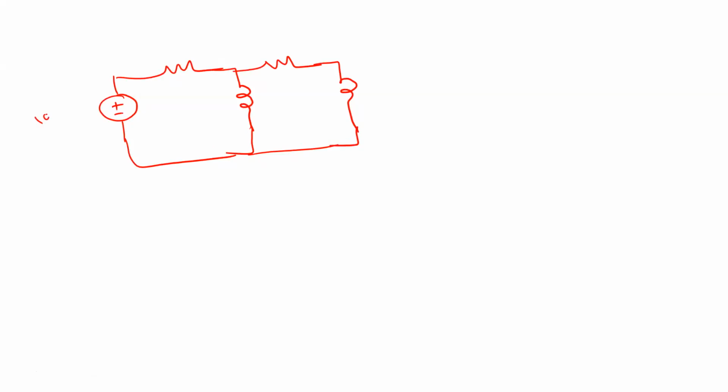So this is 10 into E of t. You are left with 1 ohm here, and this is 4 ohm here, and this is 1 by 4 Henry, and this is 1 Henry. So this is I of t, I1 of t, and this is I2 of t. So find out I1 of t and I2 of t.